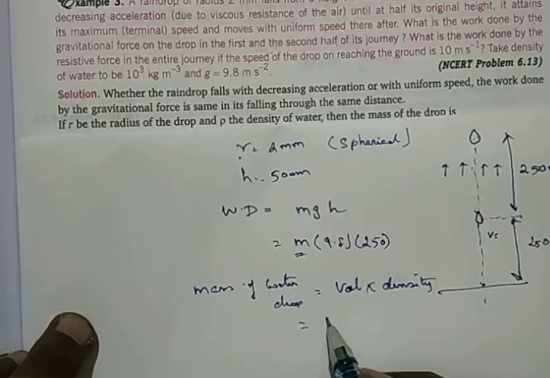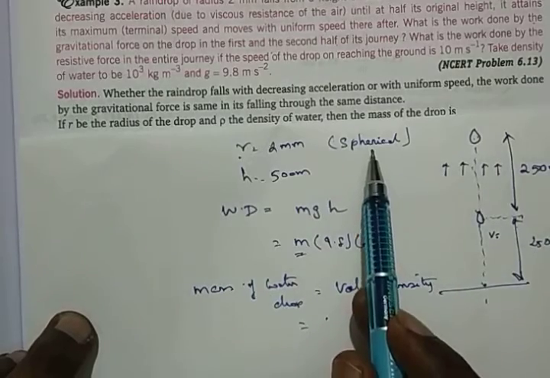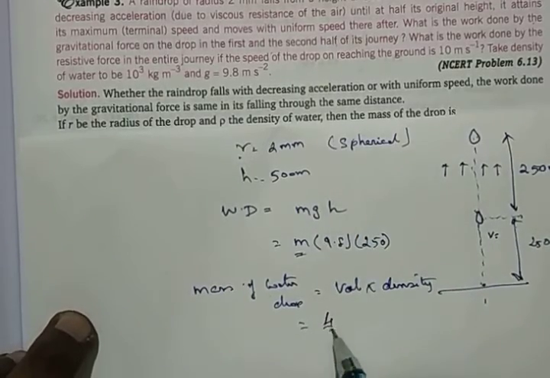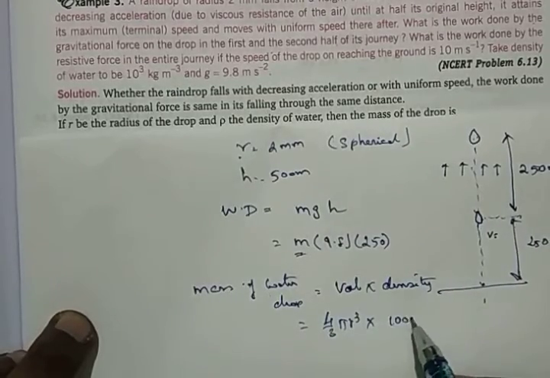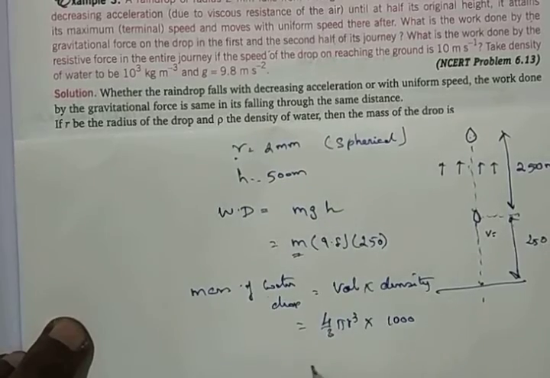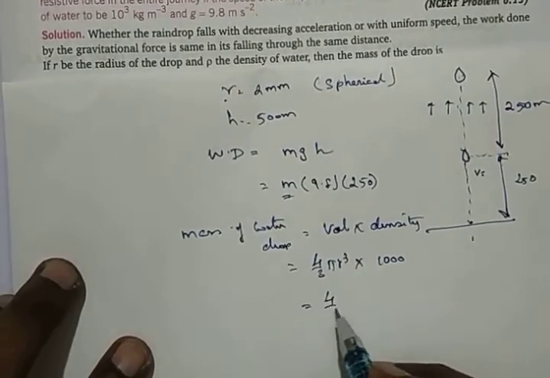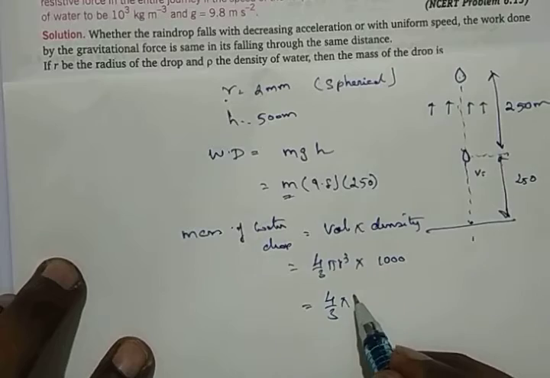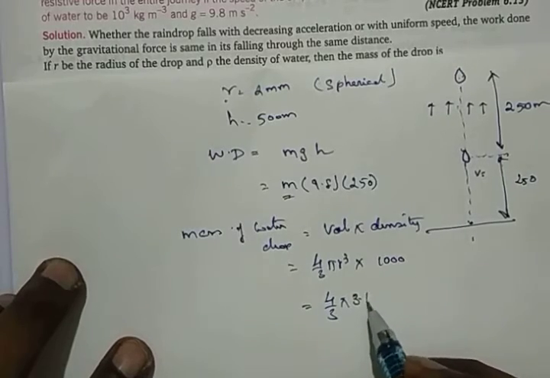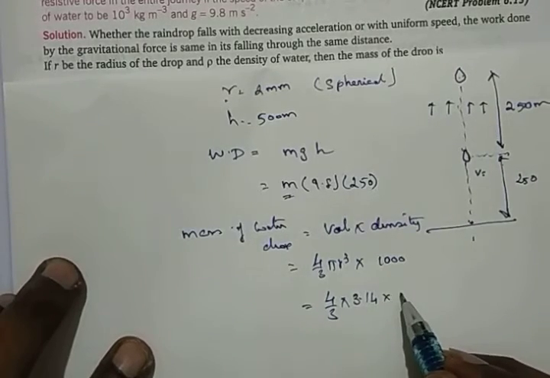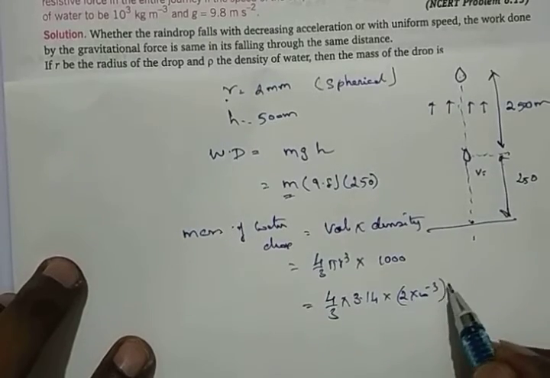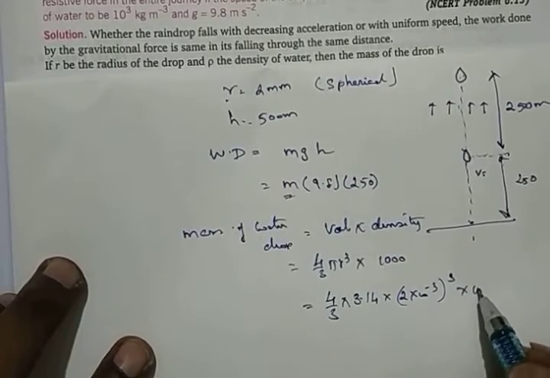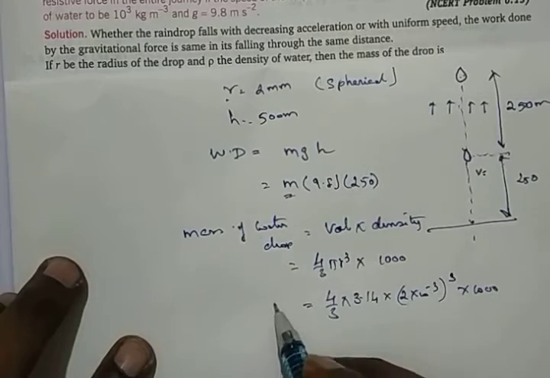So what is the volume? It is a spherical shape. It is going to be equal to 4 by 3 pi r cube, and the density is equal to 1000. So 4 by 3 into 3.14 into 2 millimeter, 2 into 10 to the power of minus 3, the whole cube, into 1000. So that is going to be the mass.